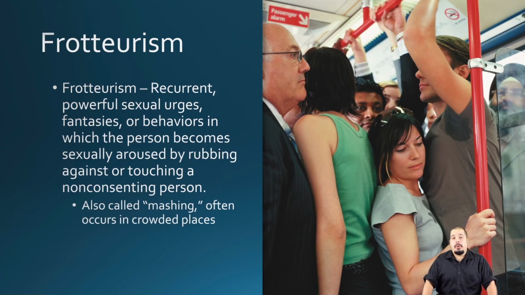Frotteurism is recurrent, powerful sexual urges, fantasies, or behaviors in which a person becomes sexually aroused by rubbing against or touching a non-consenting person. It often happens in crowded places. It is the rubbing or touching that sexually arouses the man. Often frotteurists imagine themselves being in an exclusive, affectionate sexual relationship with the victim. And often victims do not realize that they are victims because it happens so fast, or they are distracted by the crowd.